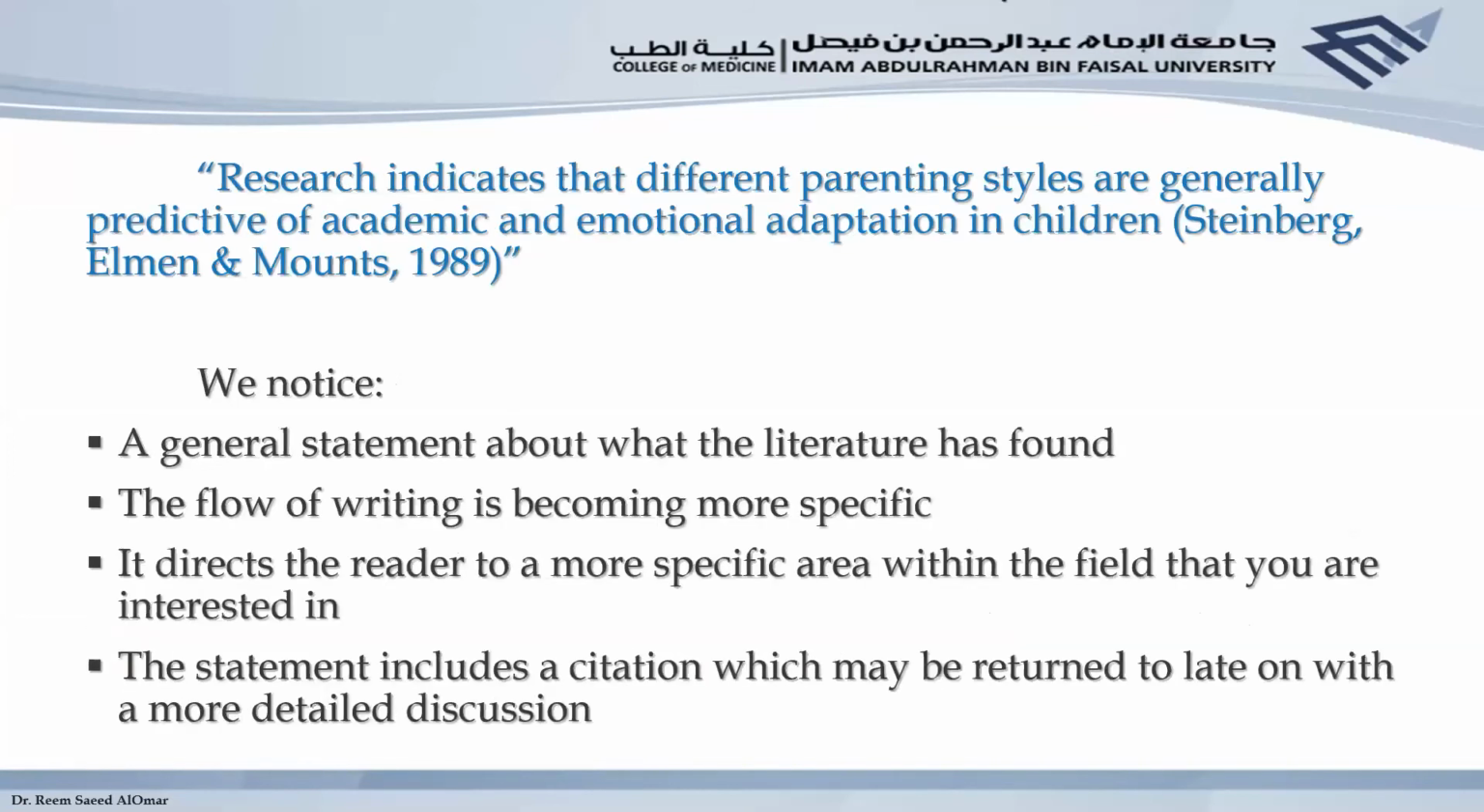The second sentence was: research indicates that different parenting styles are generally predictive of academic and emotional adaptation in children. So here we notice that this is a general statement about what the literature has found. This is the second piece of information on the previous slide. And we notice that the flow of writing is becoming a little bit more specific. It talks about parenting styles with predictive academic and emotional adaptation in children. It directs the reader to a more specific area within the field that you are interested in. Also notice that the statement includes a citation which may be returned to later on, in the literature review or in the discussion.